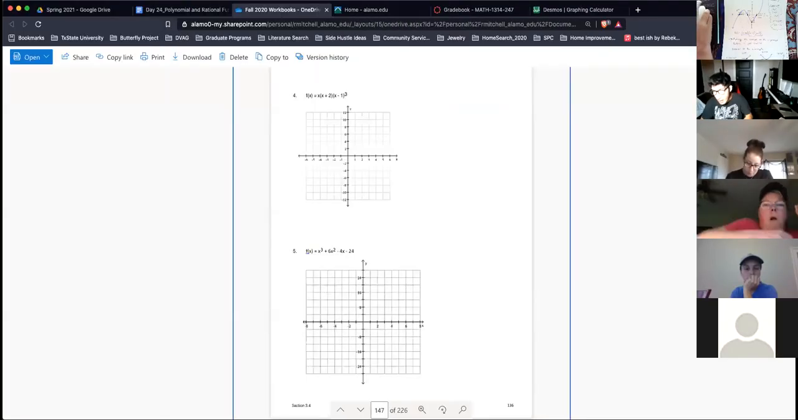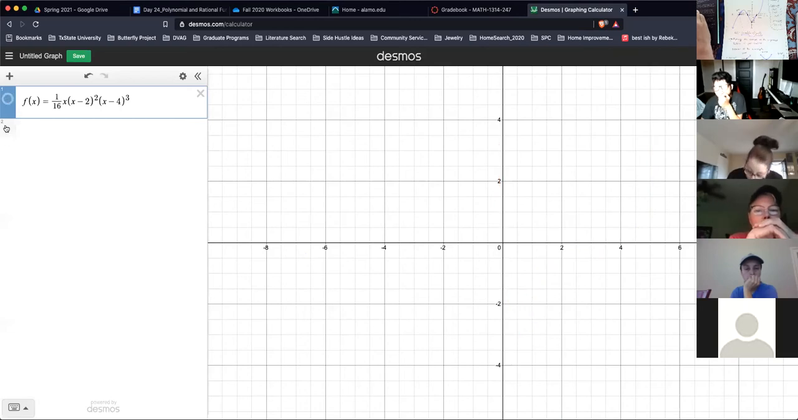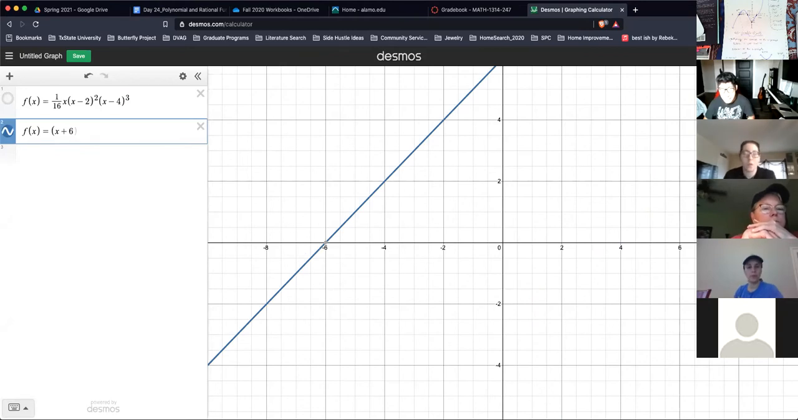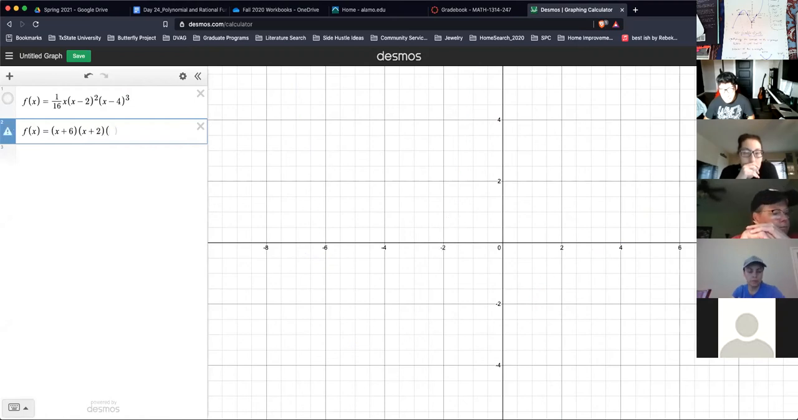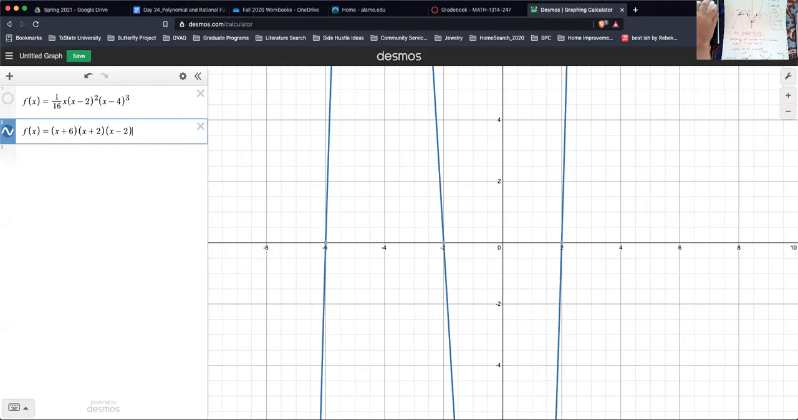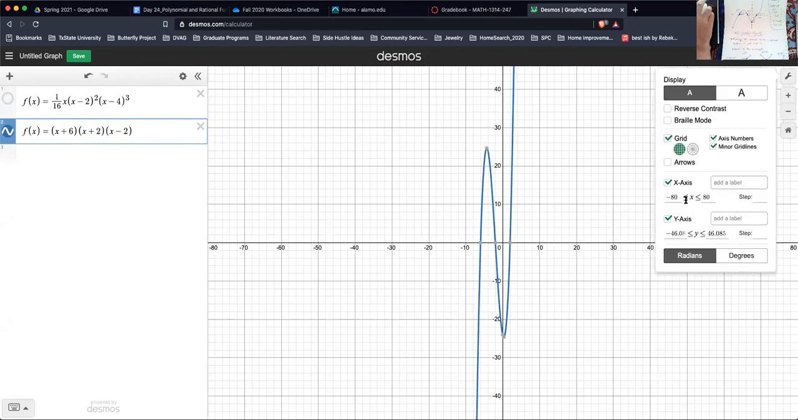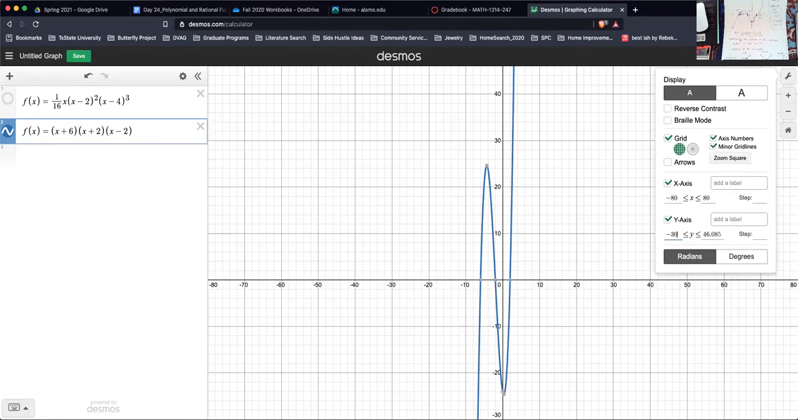All right. Go to Desmos. Let me turn this one off. And our function, f of x, if we put this into factored form, x plus 6 was one of our factors. X plus 2 is another factor. And x minus 2 is one of our factors. Okay, so that's all three of our factors. If I zoom out, it looks kind of skinny. I'm going to change the scale. It looks like, yeah, that's correct. Let me go ahead and change the scale. The y-axis, I'm going to make this go down to negative 30. And then make it go up to positive 30, I think will be fine.